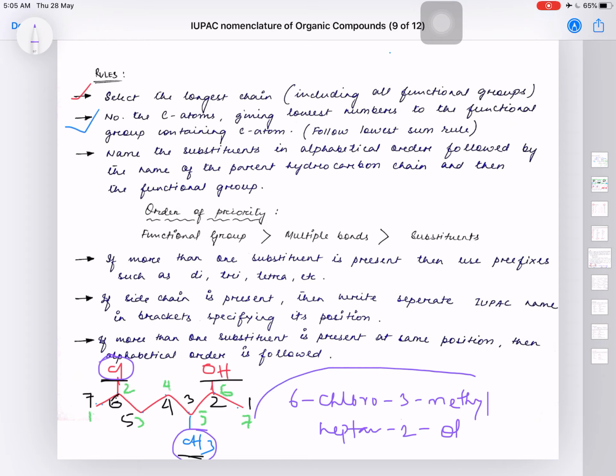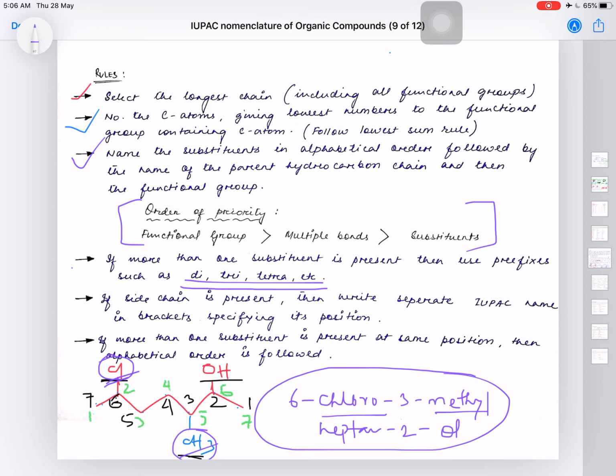So in this way you have to write. The third rule says that if you have more than one substituent, then you will write them in alphabetical order. Since C comes first, then M, that's why you have written chloro first and then methyl. For order of priority, functional groups will always get the first priority, then multiple bonds and then substituents. Now if more than one substituent is present, then we will use prefixes such as di, tri, tetra. So if 2 chlorine groups are present, then it will be dichloro. If 3 chlorine are present, then it will be trichloro.